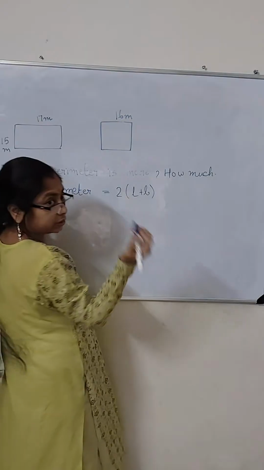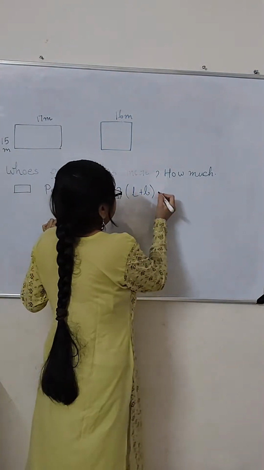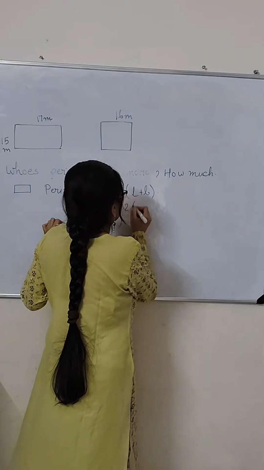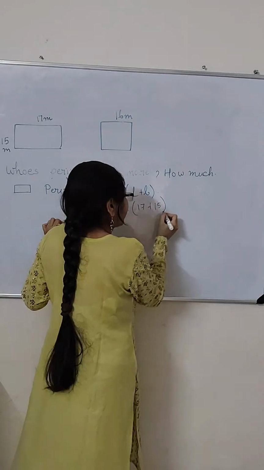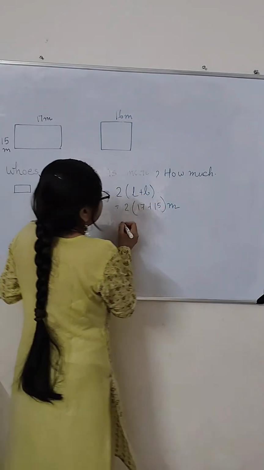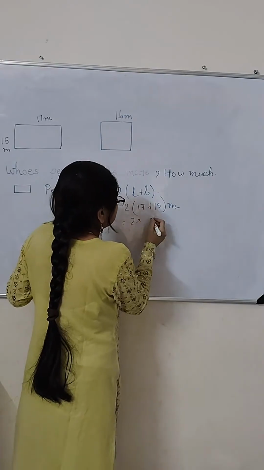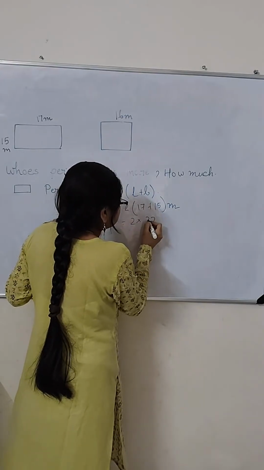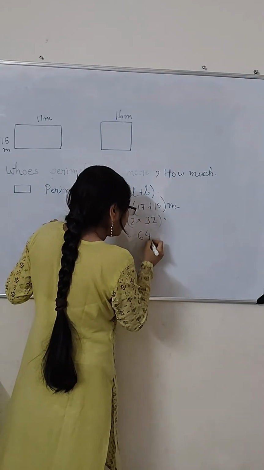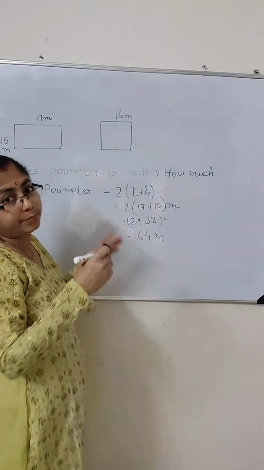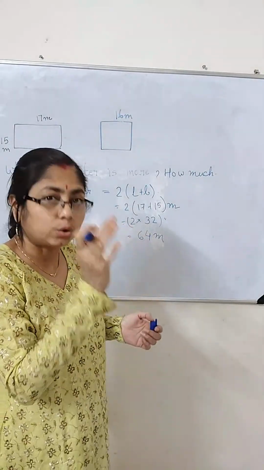Okay. Now put the values. What is L? L is 17 and B is 15. So I write 2 into (17 plus 15) meter. It is a meter, so 2 into 32 meter, it is 64 meter. When this type of math is coming, please don't get confused. Find out the steps one by one.